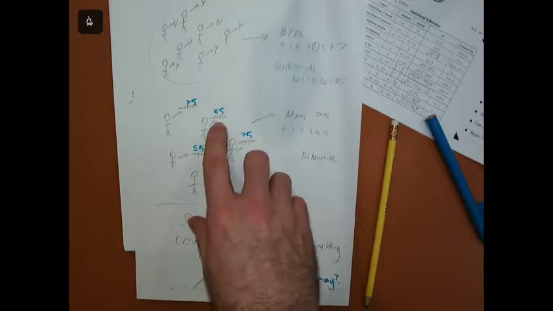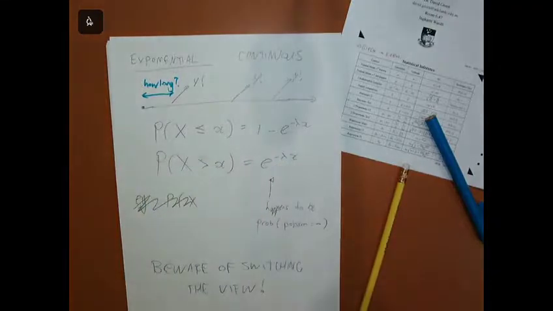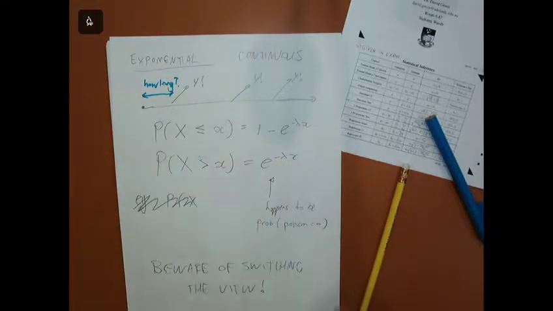When I switch my view from the number itself to whether it's more or less than 5, it goes from a normal distribution to a binomial distribution. When I switch my view from an individual to the mean of a group, I switch from a standard deviation of sigma to a standard deviation of sigma on root n. When I switch my view from how often something happens to how long it takes to happen, I switch from a Poisson to an exponential. Beware of switching the view.